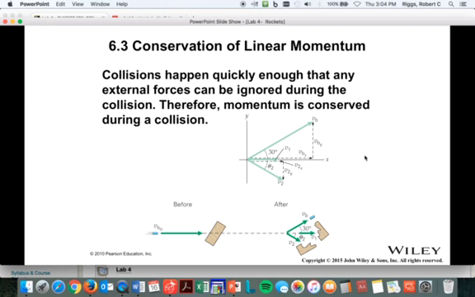Again, if collisions happen quickly enough, the external forces can be ignored, like when this bullet hit here and it blew up. Therefore, momentum is conserved during a collision. You've probably seen this with a firecracker moving along horizontally that all of a sudden explodes really fast. The center of mass of it will keep going, but bits and pieces will fly off in all kinds of directions.